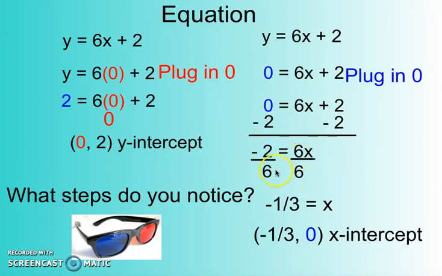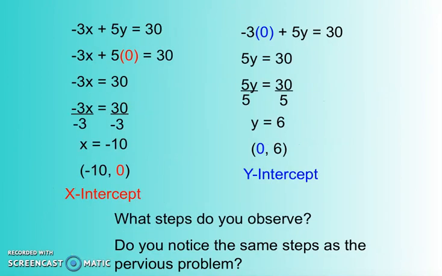and then we could divide by 6. So -2 divided by 6, well, it's just a fraction, and I can simplify that. So -2/6 is the same as -1/3. And so my x-intercept is -1/3 and then 0. Okay, so what steps did we do?